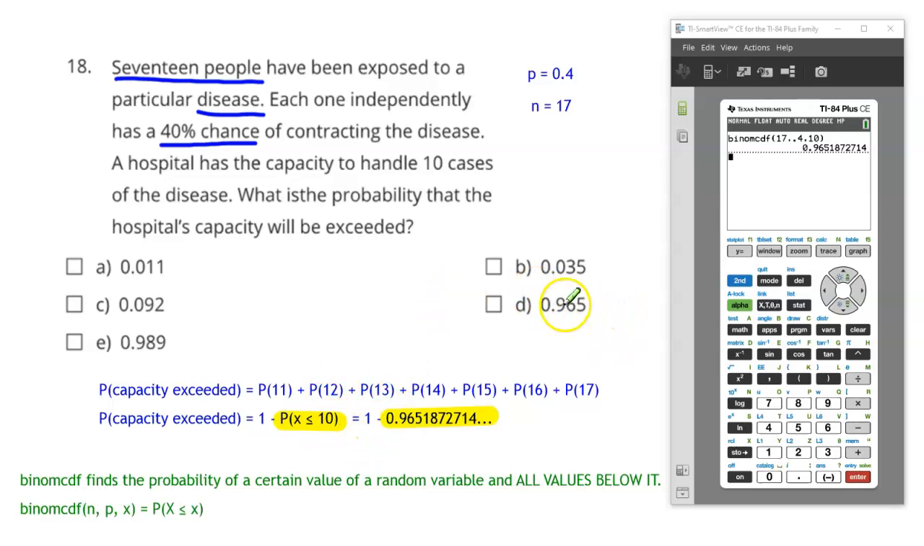Well, I know that it's not letter D, and I know that it's not letter E. But let's do the subtraction anyway. It seems to me that 1 minus the probability that x is less than or equal to 10 is 0.0348. Looks like 0.035 to me.